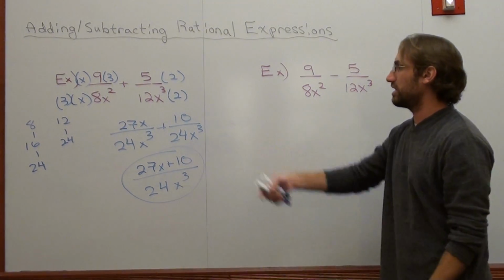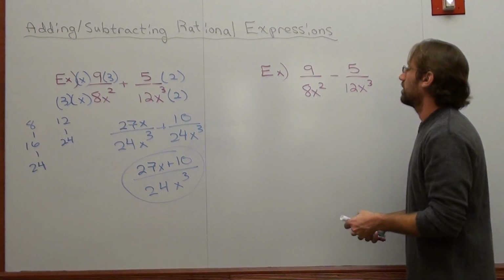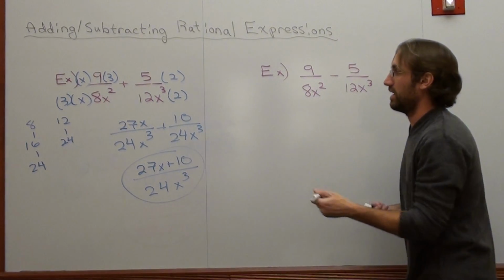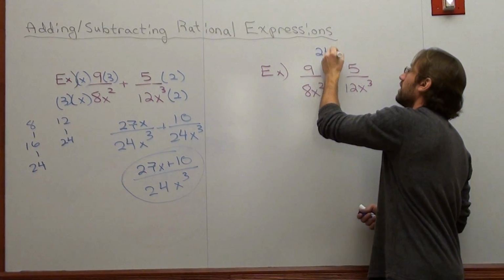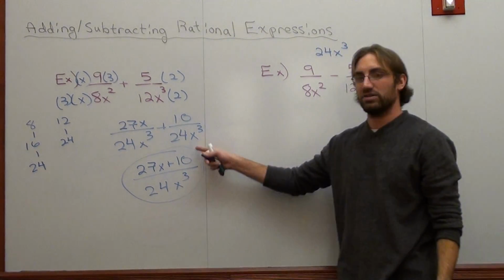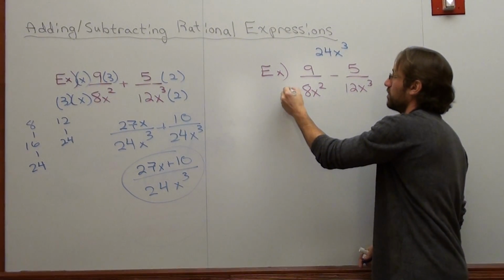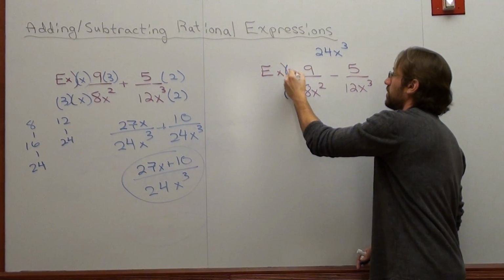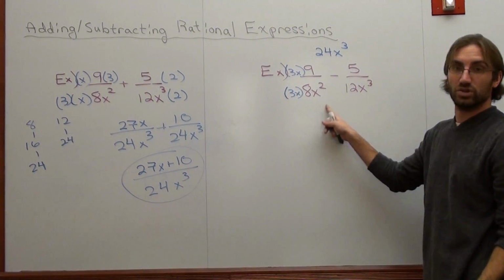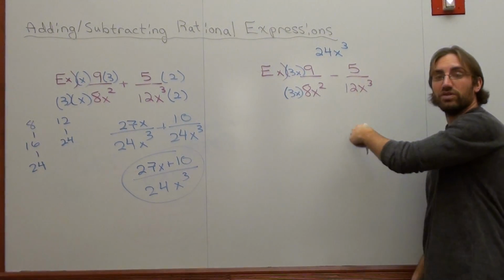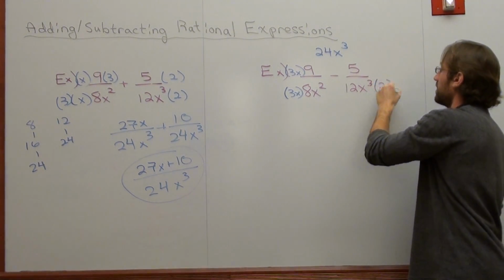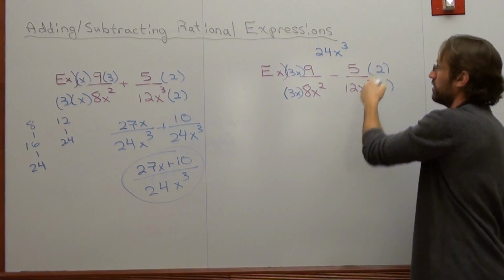Okay, well that was an addition problem. This is a subtraction. I know what I need the denominator to be. I need it to be 24x cubed. I already figured that out on this last problem. These are exactly the same. How do I get a 24x cubed? I multiply by 3x. That would give it a 24x cubed. What do I need to get a 24x cubed here? Multiplied by 2. But what you do on the bottom, you do on the top.